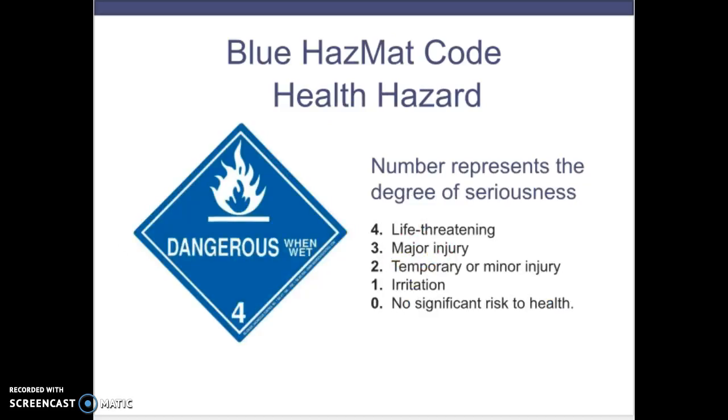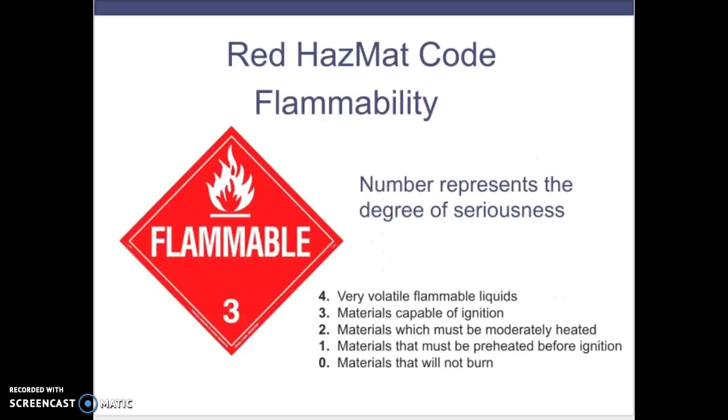We'll start with the blue Hazmat code. This is the health hazard. If it is labeled a 4 in the blue section of the shape, there's a threat. If it is a 3, there's a threat of a major injury. 2 is temporary or minor injury. And 1 means if you get that on your skin, you will have irritation. 0 means there's no significant risk or health hazard.